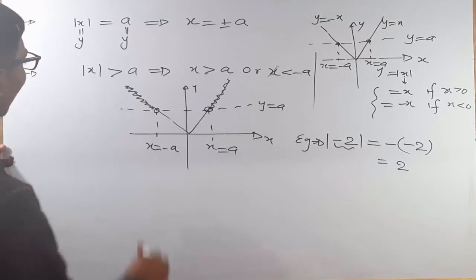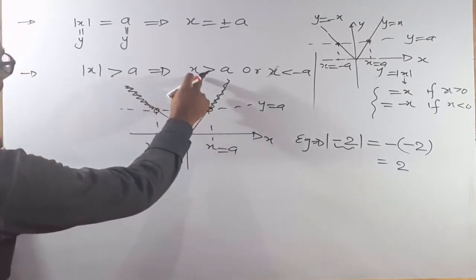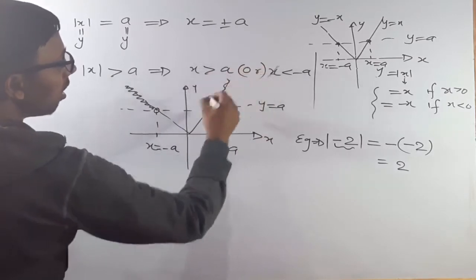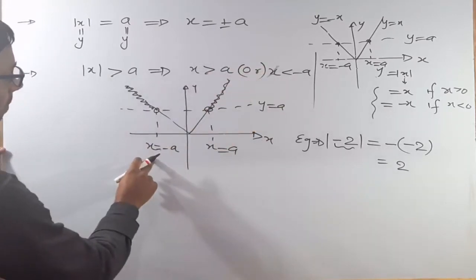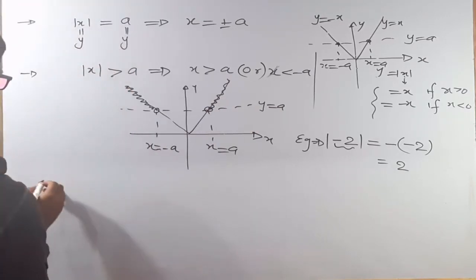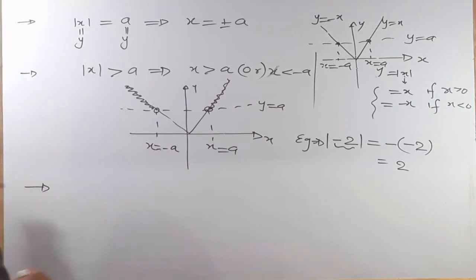So here we can expand this: x will be greater than a, or x less than minus a. This is how we can expand it. This is very easy. So, another example I am going to take.